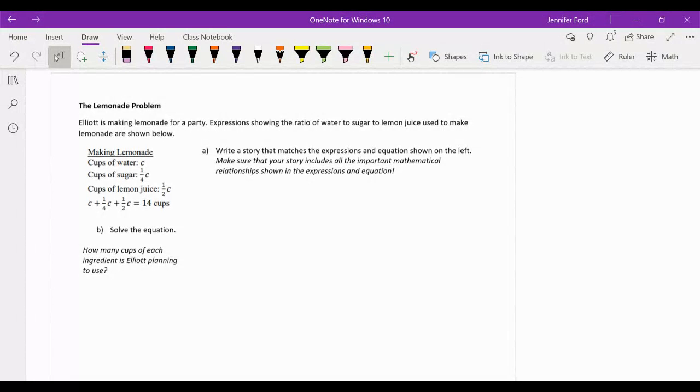Problem number 2 is a lemonade problem. We're going to do the same thing. I'll read the whole problem. I'll ask you to do part A. We'll go over part A. Then I'll ask you to do part B, and we'll go over part B.